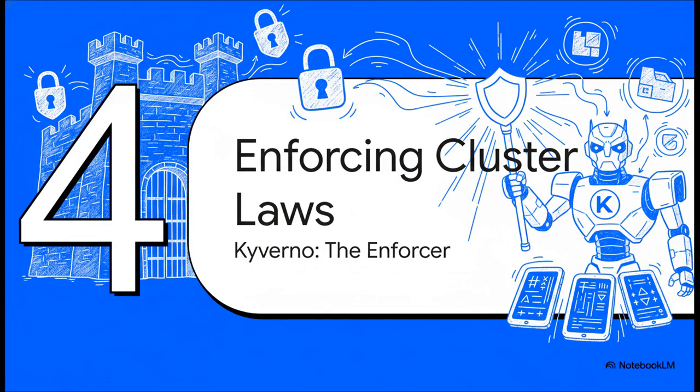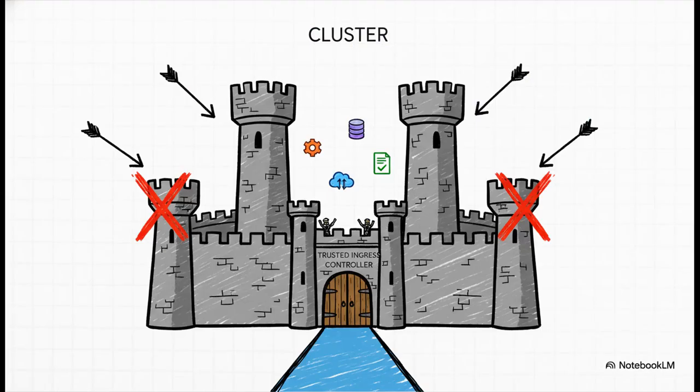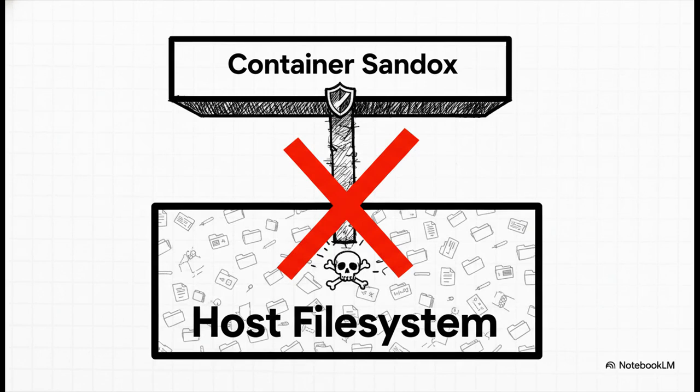Okay, now we get to the really cool part. We've built our walls, we've locked the main gates. Now we're going to write a constitution for our cluster, a set of laws that cannot be broken. And we're going to hire a robotic police officer named Kyverno to patrol the streets and make sure absolutely everyone follows the rules. Our first law is super simple, but so important. It basically says, no application is allowed to just open up a door to the internet. This policy completely blocks services from creating a NodePort or a LoadBalancer by default. The only thing allowed to talk to the outside world is our trusted ingress controller, which we've put on a special list.